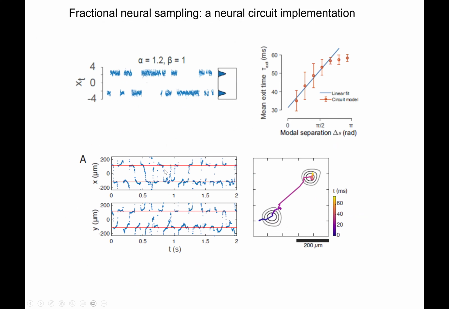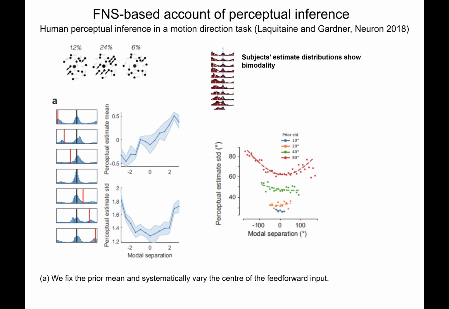And indeed, we can see that for our spiking neural circuit model, because we have that localized wave packet, the wave packet can switch back and forth between different modes or inputs, and it can sample these two-modal distributions with a linear increase of mean exit time, as predicted by our mathematical theory. And then we applied this fractional neural sampling to explain perceptual inference.